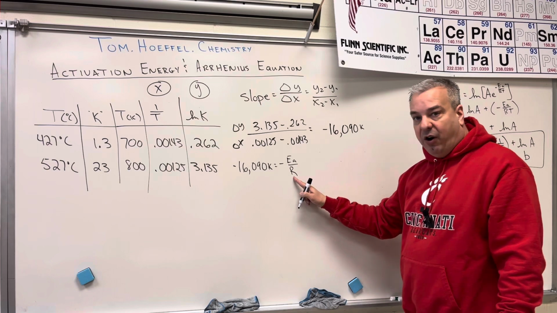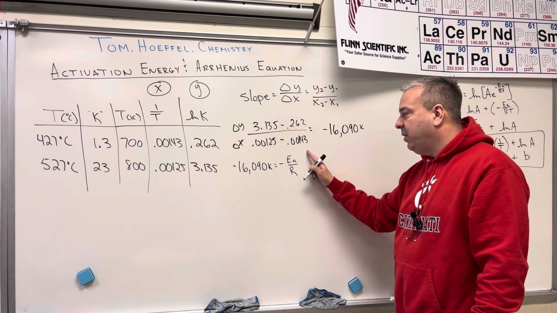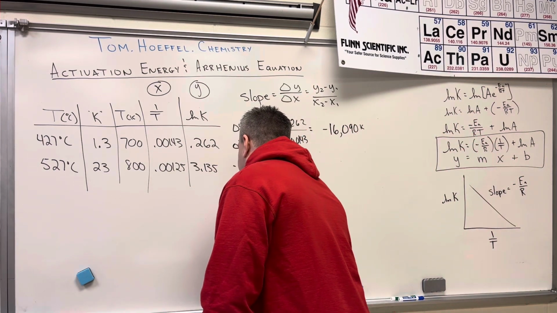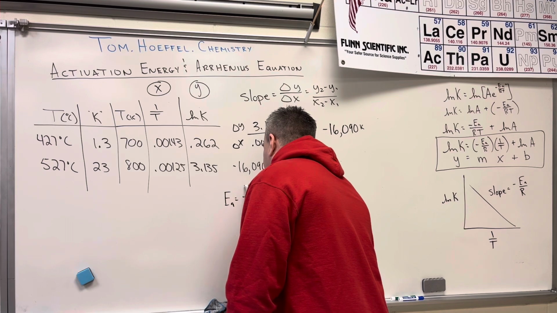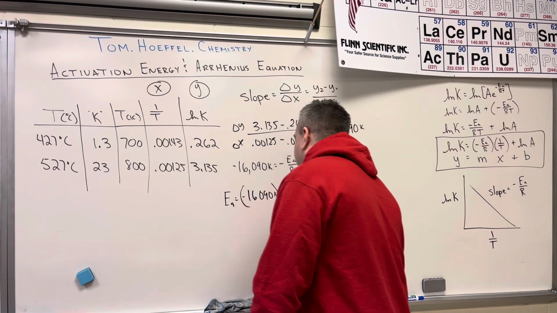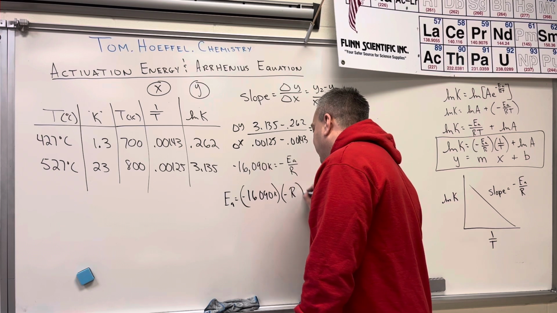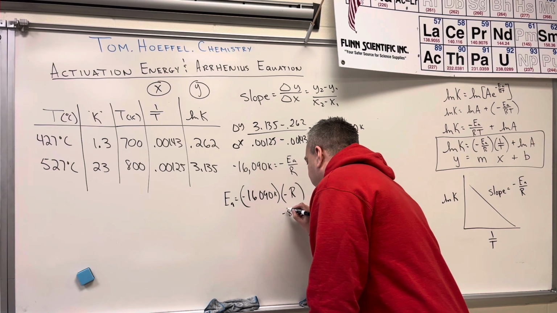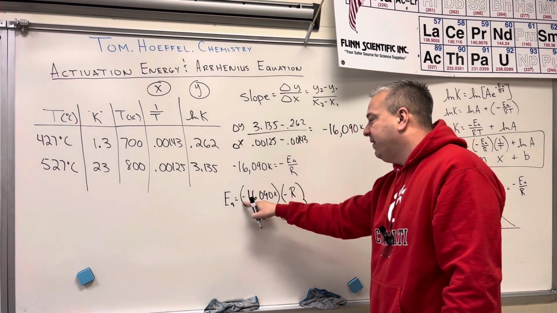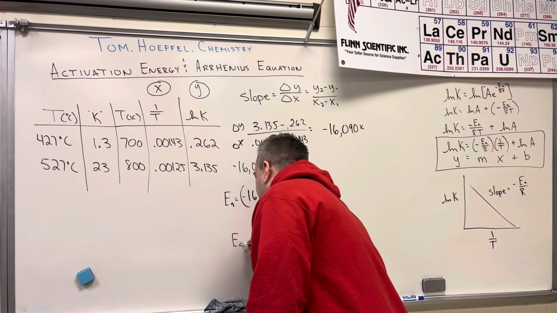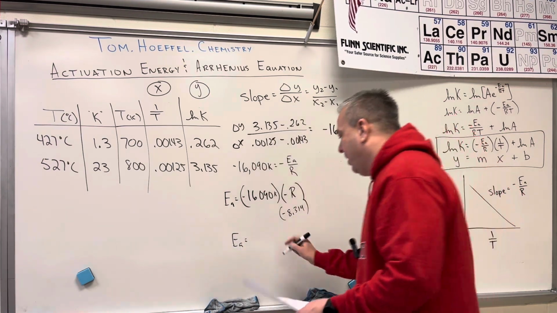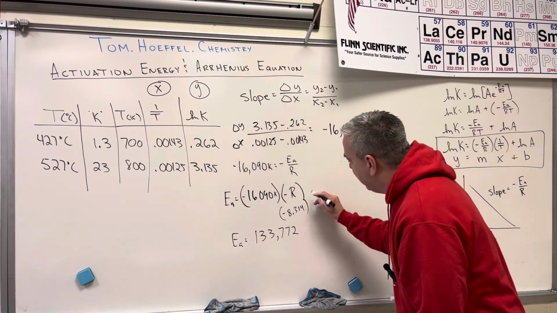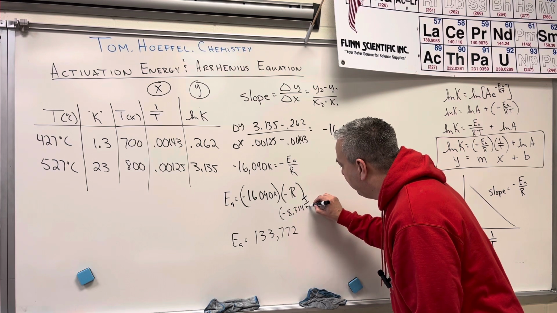And as long as I know what R is equal to, I can do some cross multiplication to figure out what the activation energy is. I can just simply do EA is equal to negative 16,090, okay, and that's going to be in the unit Kelvin, times negative R, okay, and R is equal to 8.314. Okay, so if this is a negative number there, these two negatives are going to cancel each other out, and my activation energy is going to be equal to 133,772.